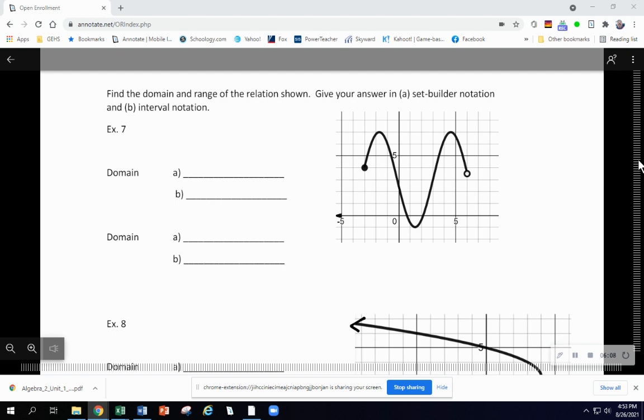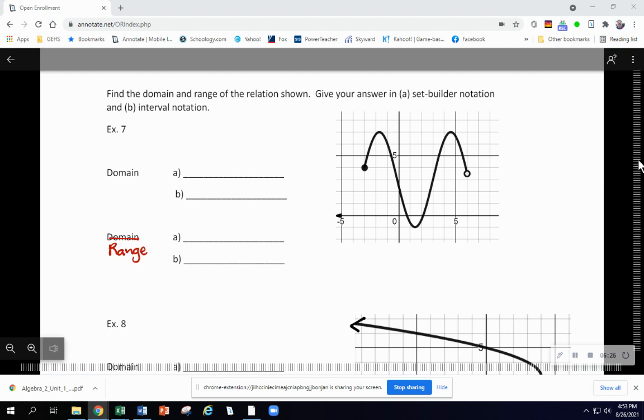Okay, next thing is a pretty slippery idea. We've got to find the domain and range of each of these. And we'll start with the domain. And I think I made a mistake here. This should say range. All right, so let's start with the domain.